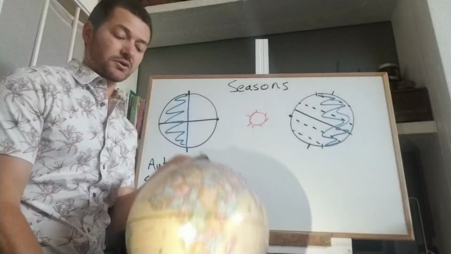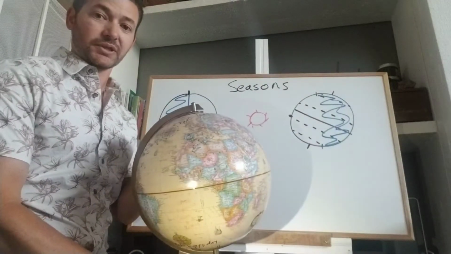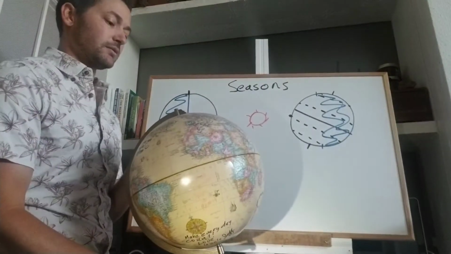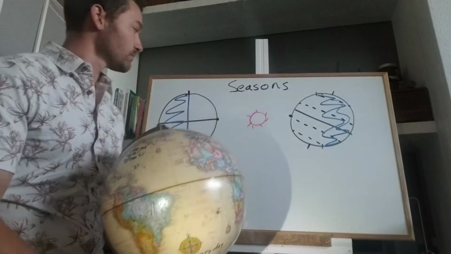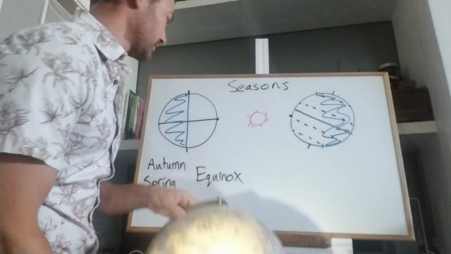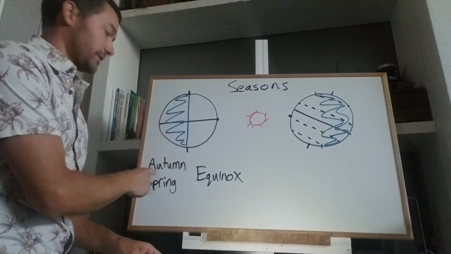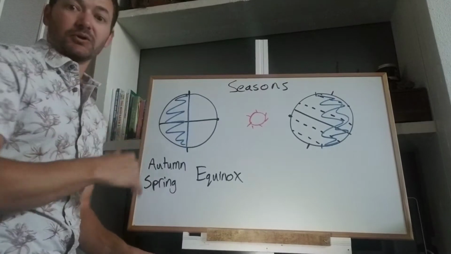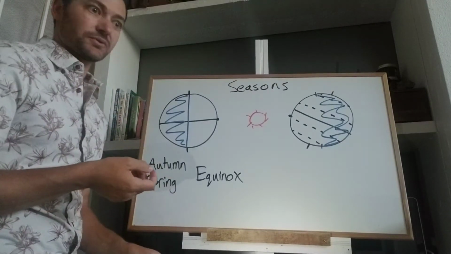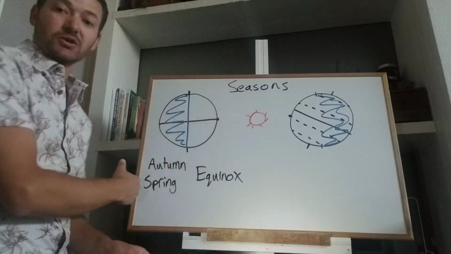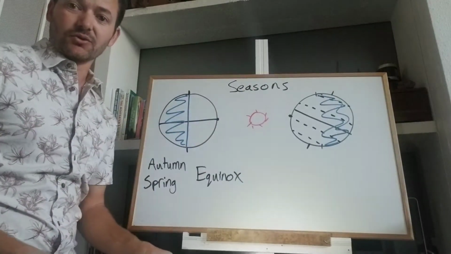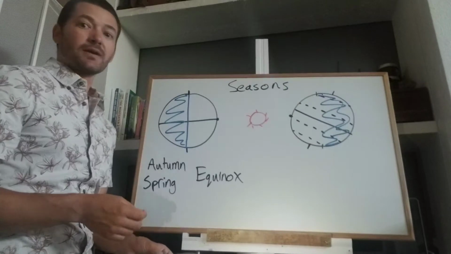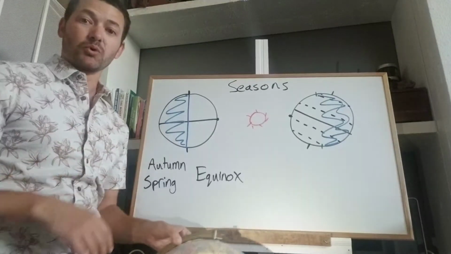Hey there, going to quickly try to explain seasons and the amount of solar radiation that the Earth receives on the different seasonal dates. So in your notes, you've got the autumn equinox, followed by the winter solstice, followed by the spring equinox, followed by the summer solstice. On each of those dates, the Earth receives different amounts of sunlight on different portions of its surface.